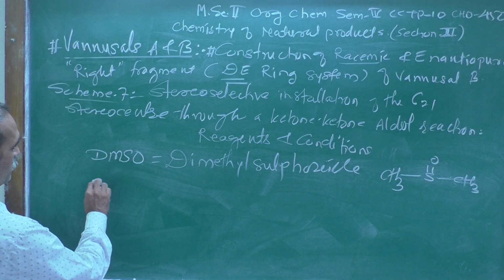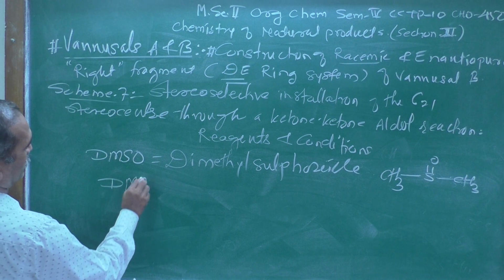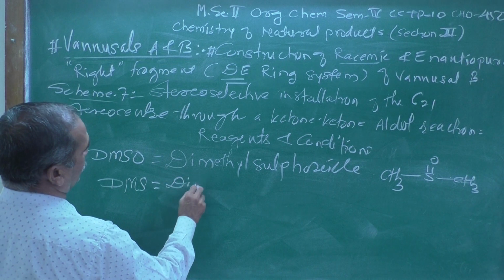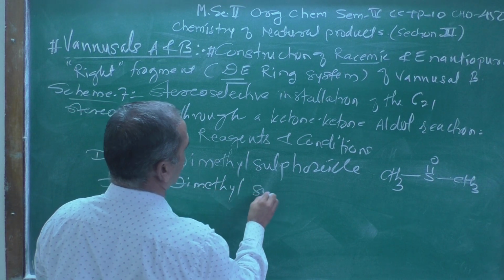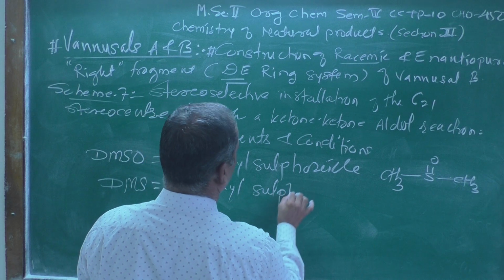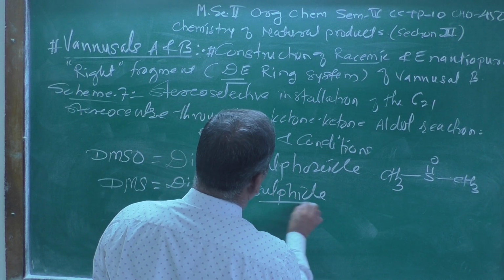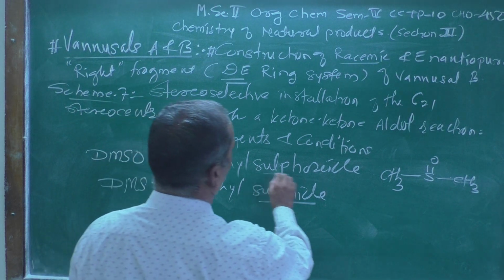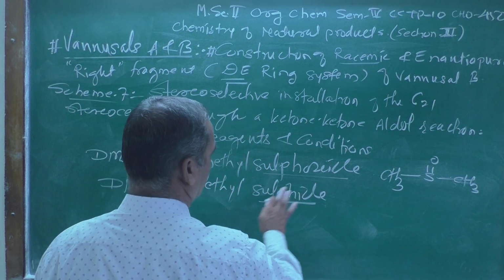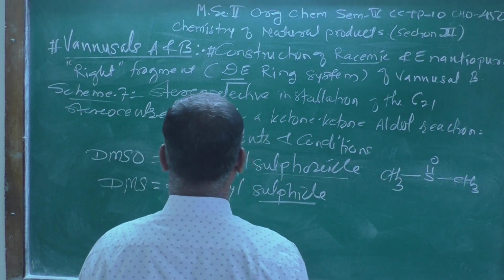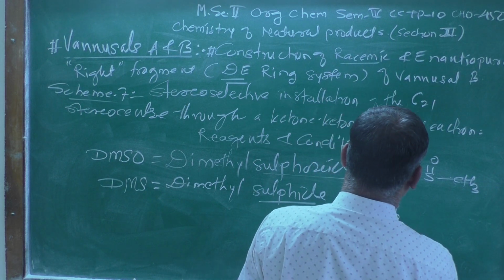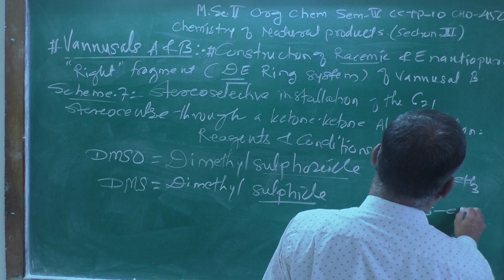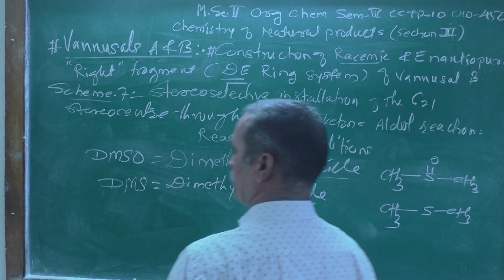DMS means dimethyl sulfide, this one, dimethyl sulfide. Remember this is a sulfoxide, and this is the oxidized form. Sulfide means it will be the reduced form. So, the structure should be CH3, S, CH3.